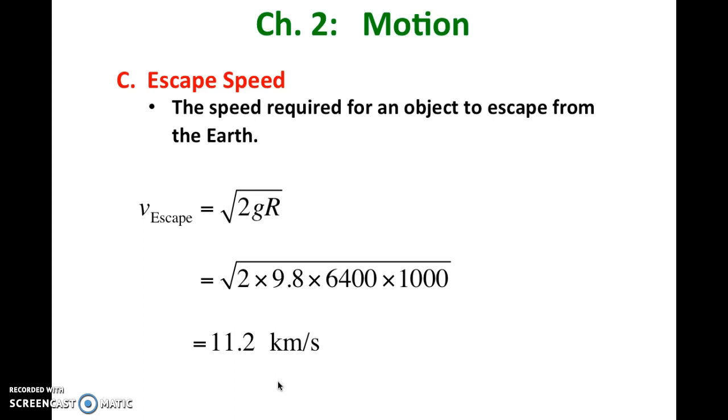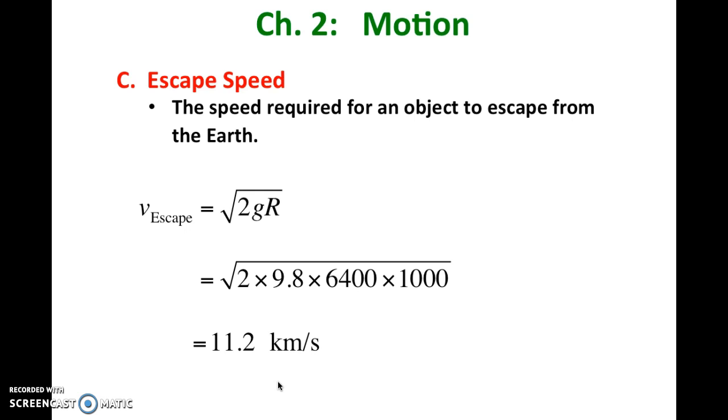We don't go into detail about how to derive this escape speed. This basically uses energy conservation. We will learn energy in the next chapter. So we just give the result, what the value of the escape speed is. That's it.